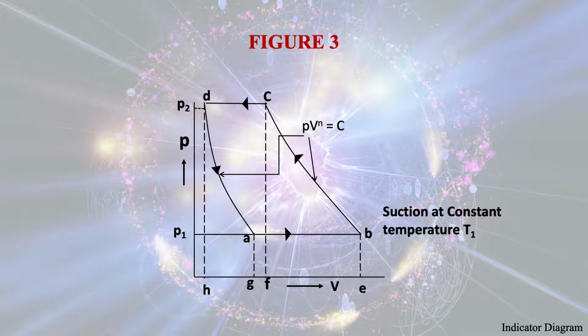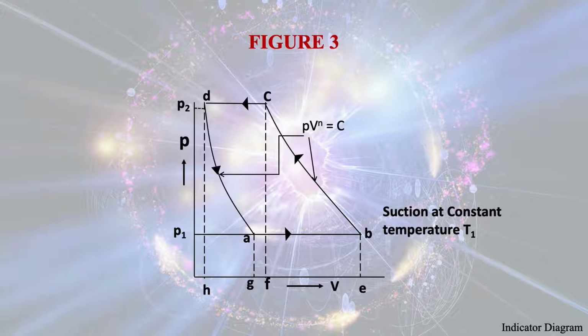You see that from B to C, this is a polytropic compression process, and C to D it is a constant pressure process, and again D to A is a polytropic expansion process, and A to B is a constant pressure process.